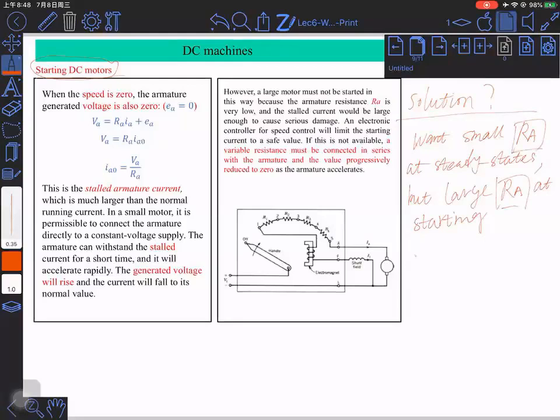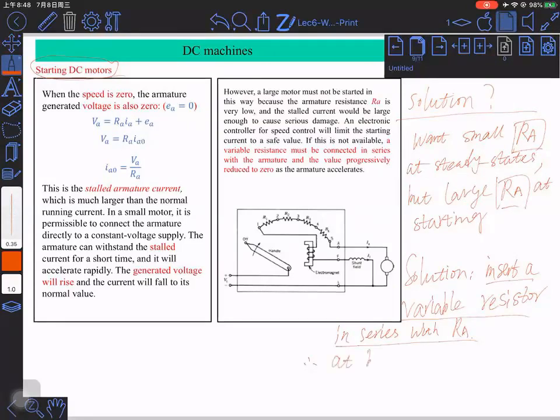So the solution is we insert a variable resistor circuit in series with the RA. So by inserting such a variable resistor circuit, at the beginning, I mean, when we are starting the machine, we have RA plus this, assume this is an adjustable resistor. We have such a resistance.